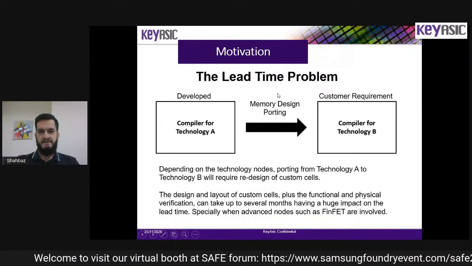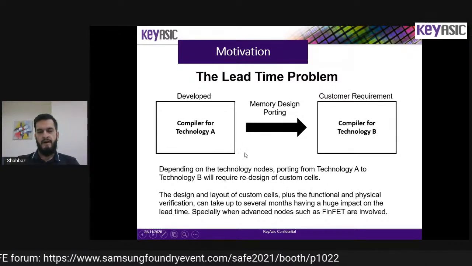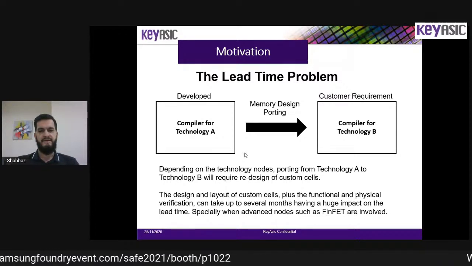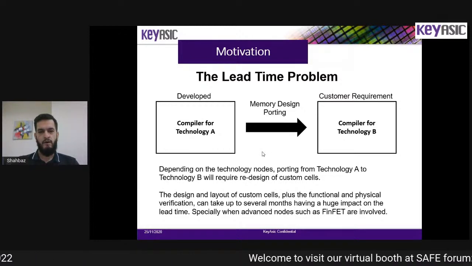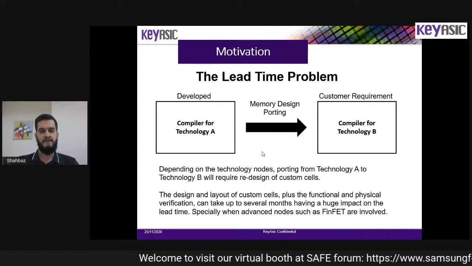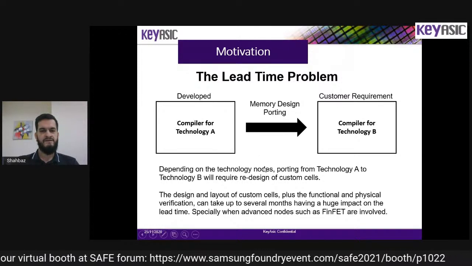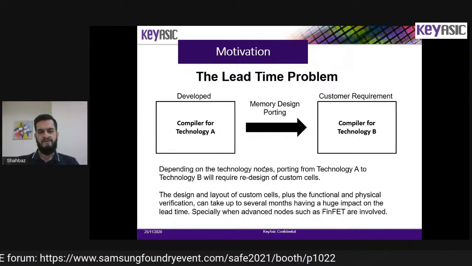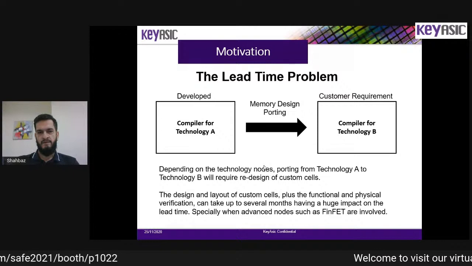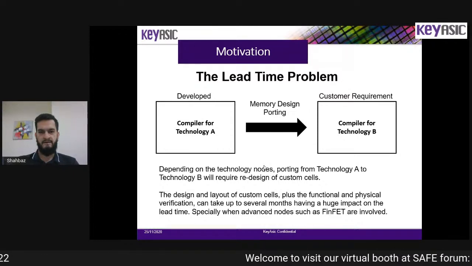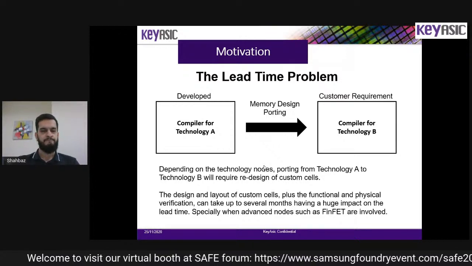Like I mentioned already, the lead time problem. Let's say we want to port our compiler from technology A to technology B, right? Depending on the technology nodes, this can require a lot of redesign of the custom cells in particular. And it can take up to months or even years, right? And it can have a huge impact on the lead time. Especially when we are talking about technologies such as FinFET, compared to bulk or other conventional CMOS technologies, they are pretty different, and the porting can take a lot of time, right?